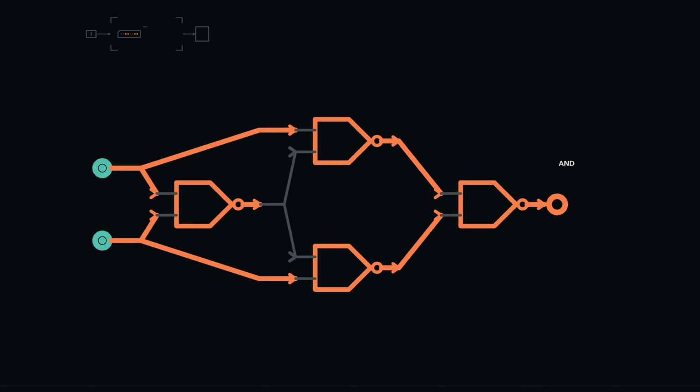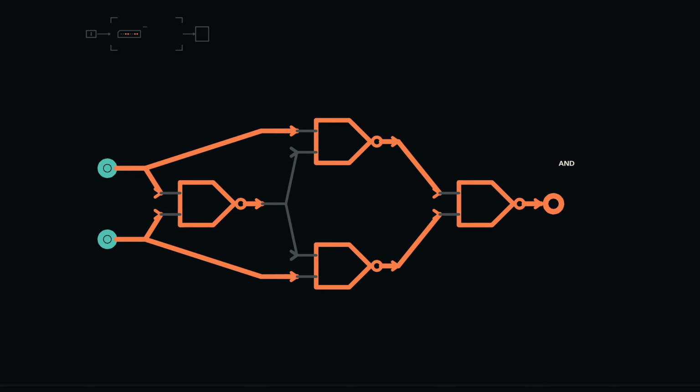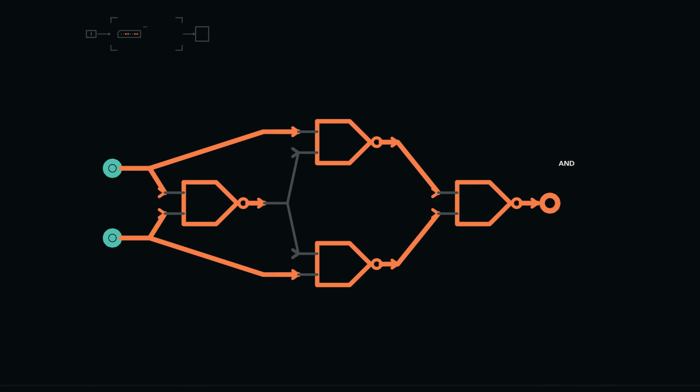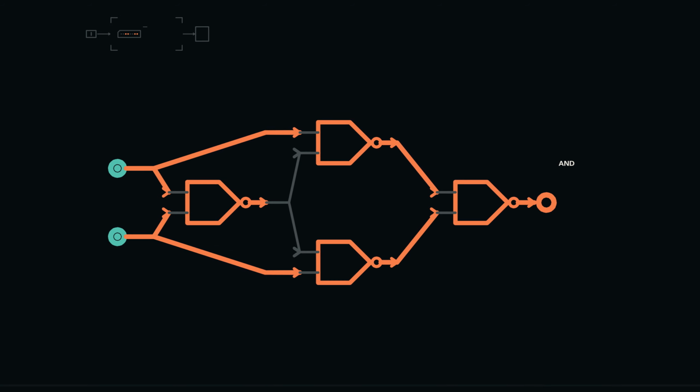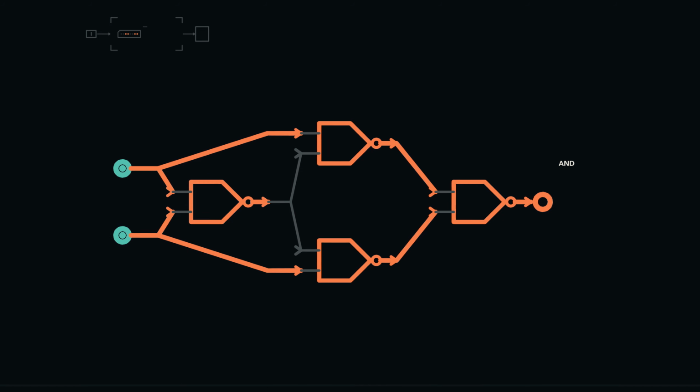Trace the matching row 0, 0. N1 becomes 1. N2 sees 0 and 1, so it becomes 1. N3 also becomes 1. The final NAND sees 1, 1 and produces 0.